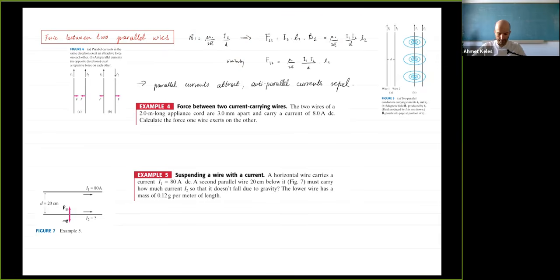All right. So let's do a couple more warm-up examples. Two wires of 2-meter-long appliance cord are 3 millimeters apart and carry a current of 8 amperes, which is a direct current. Calculate the force one wire exerts on the other.